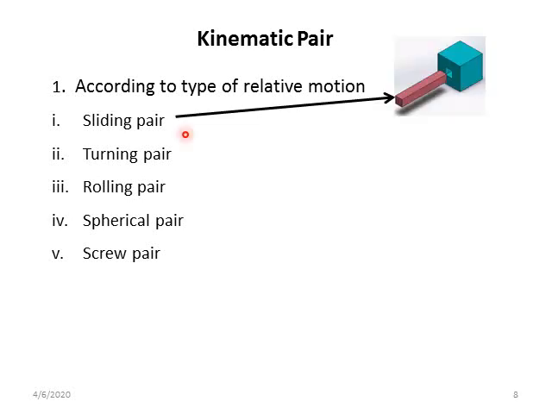The first type is the sliding pair. The classical example you already know. I have shown you the video where there are two links. One link is the box with a rectangular cavity inside it, and the other link is the bar which moves inside the rectangular cavity. So the only possible motion is the sliding motion. This rectangular bar slides inside this rectangular cavity.